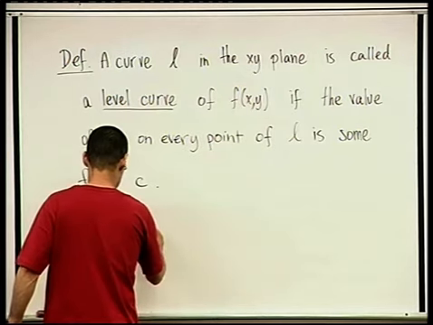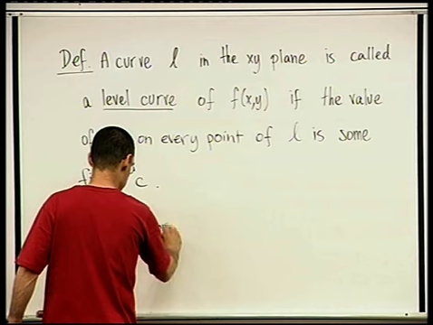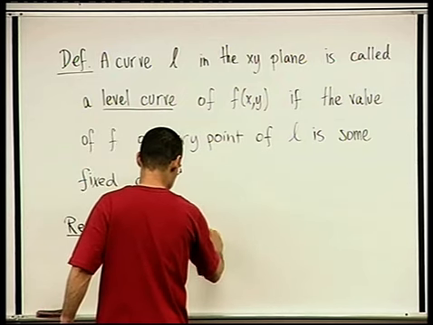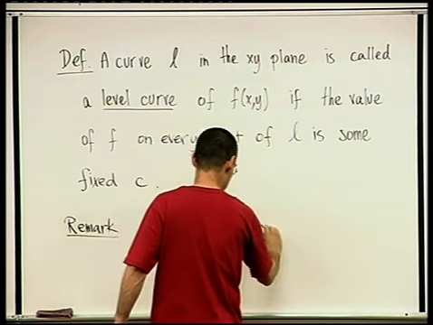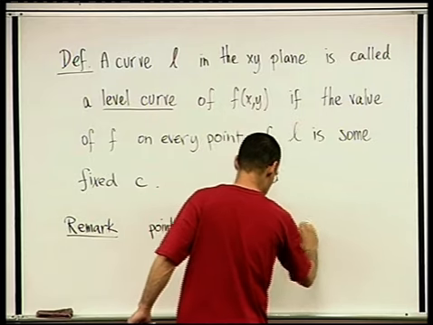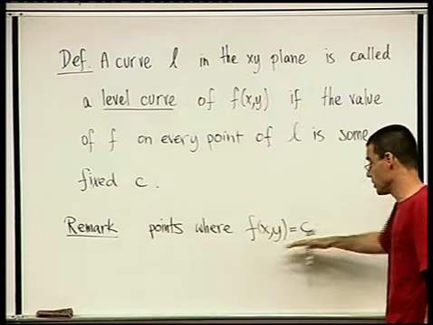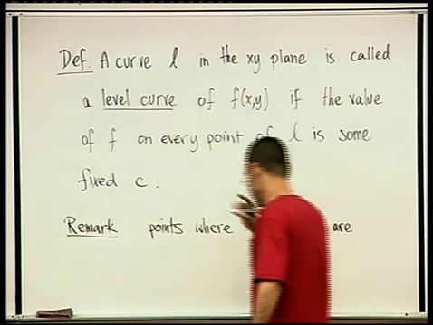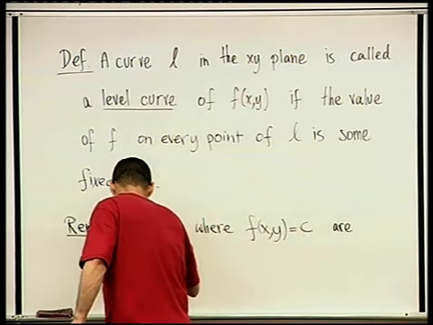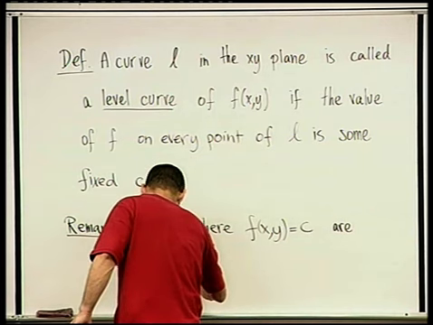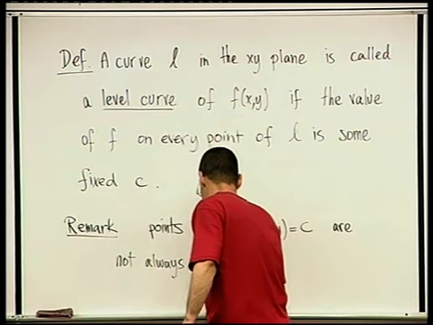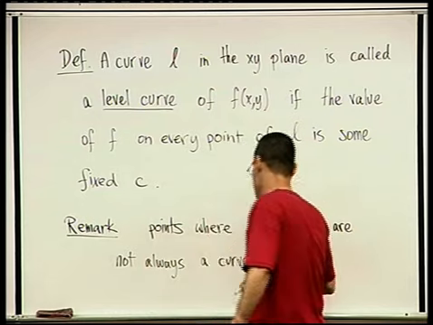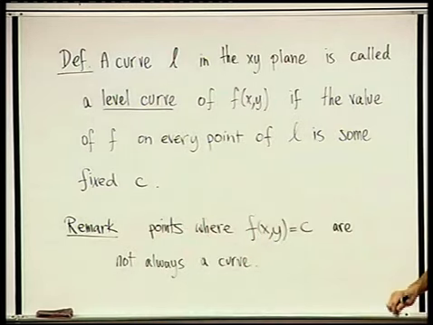So points where f(x,y) is a constant, so if you take all the points where some function gives you a constant value, are not always, strictly speaking, a curve. They could be an area. Is this clear?